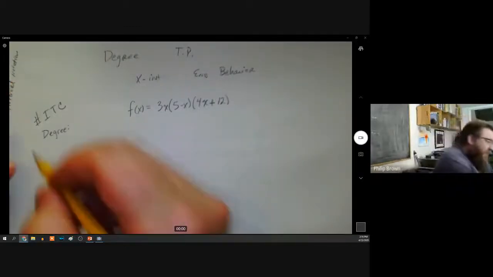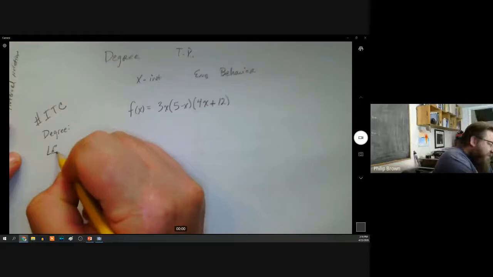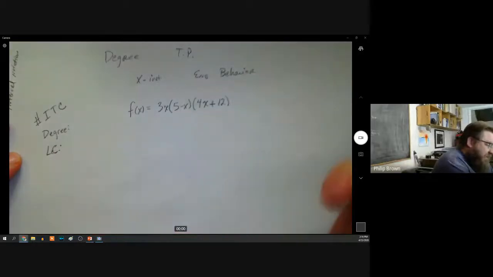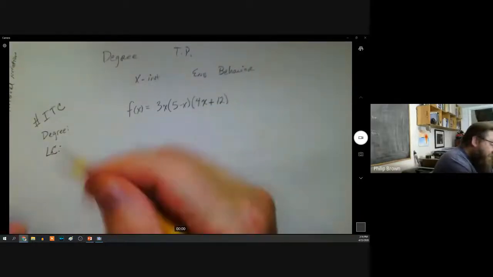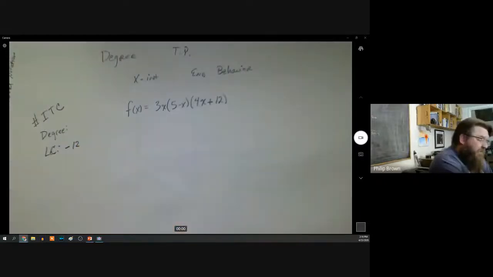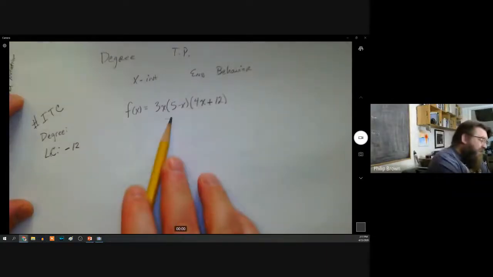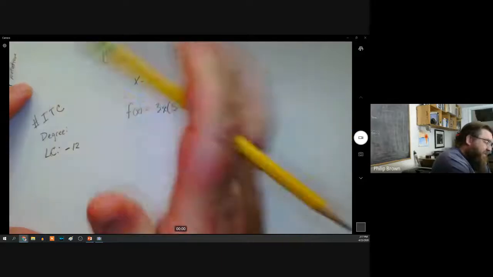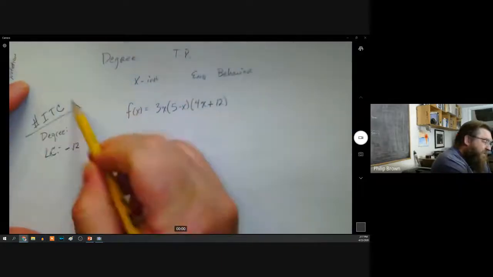I'm going to do the leading coefficient. The leading coefficient is going to be negative, it's going to be negative 12. We don't even really need to know the number itself, just the sign. So I got one answer. When you guys figure out the degree of this, go ahead and put it in the chat box.